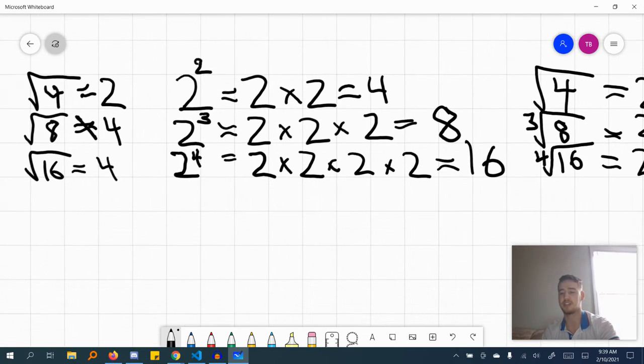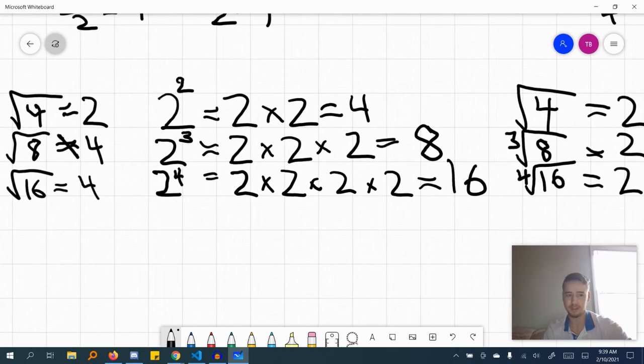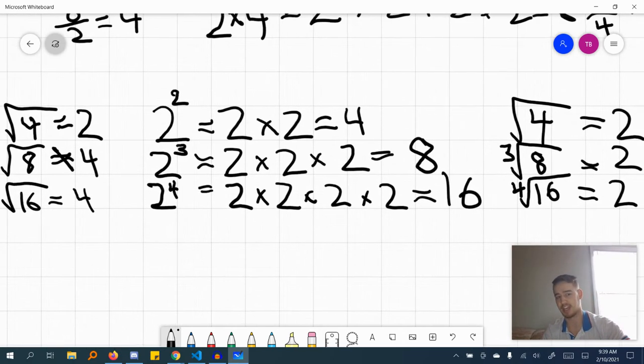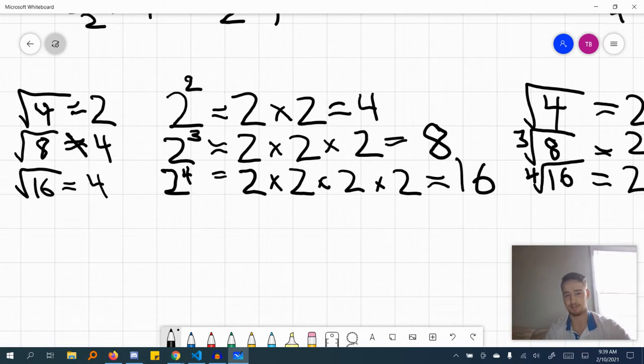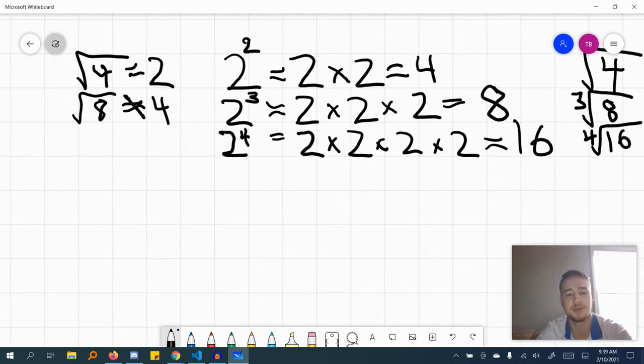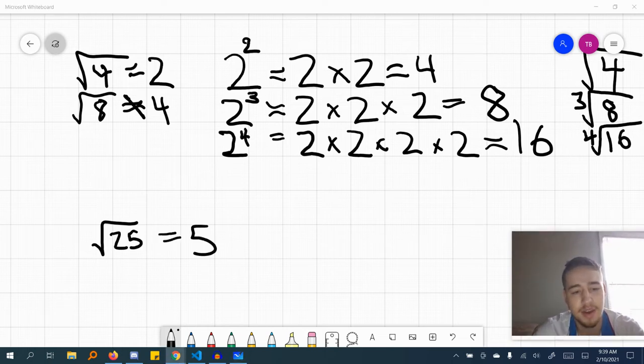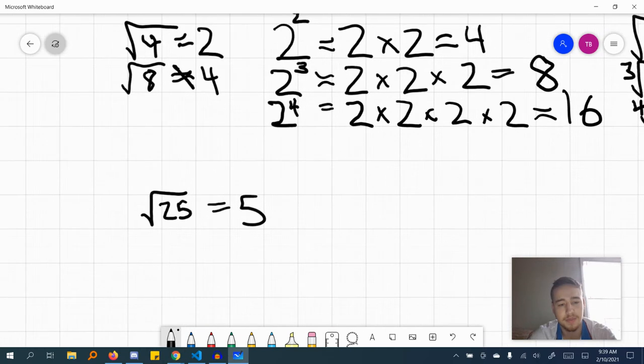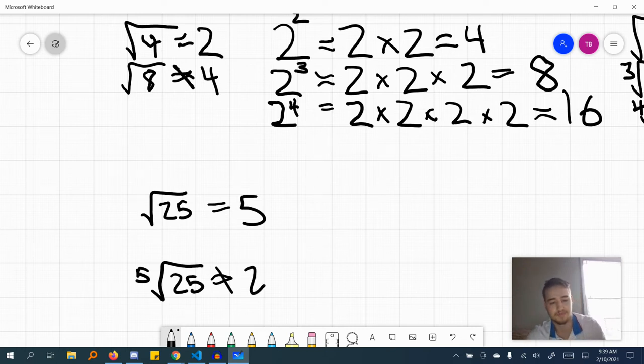Actually, by the way, 16 happens to be a particularly special case where the square root is 4 and the fourth root is 2. That might not have been the best example. If we were going to use something like the square root of 25 is 5, but the fifth root of 25 is most definitely not 2.